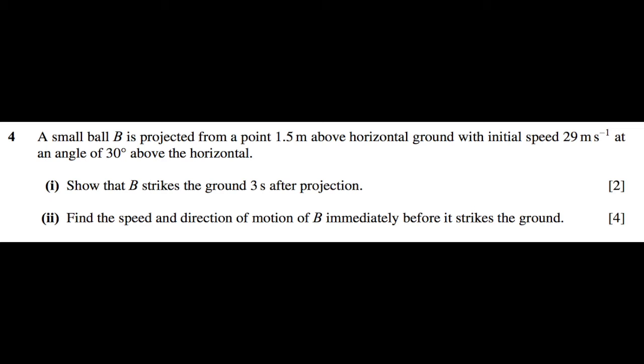Question number 4. A small ball B is projected from a point 1.5 meters above horizontal ground with initial speed 29 meters per second at an angle of 30 degrees above the horizontal. Show that B strikes the ground 3 seconds after the projection.